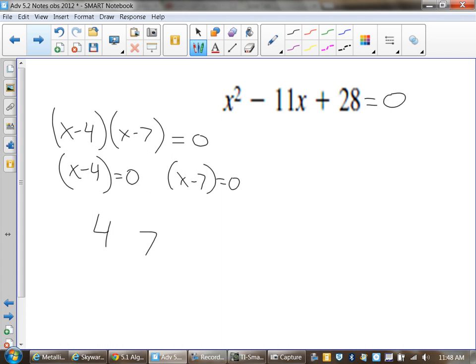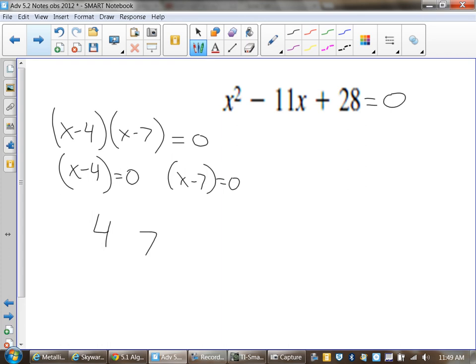4, 7. What times what is positive 28 to give you negative 11? Negative 4, negative 7. So remember, the thing that changes with this stuff is that we just take it that little step further every once in a while. We set things equal to 0 to find the actual intercepts. The way that factoring works doesn't change. The factoring works the same. The only thing that's different is when you see equals 0, that means you have to tell me what the zeros are when you're done factoring.